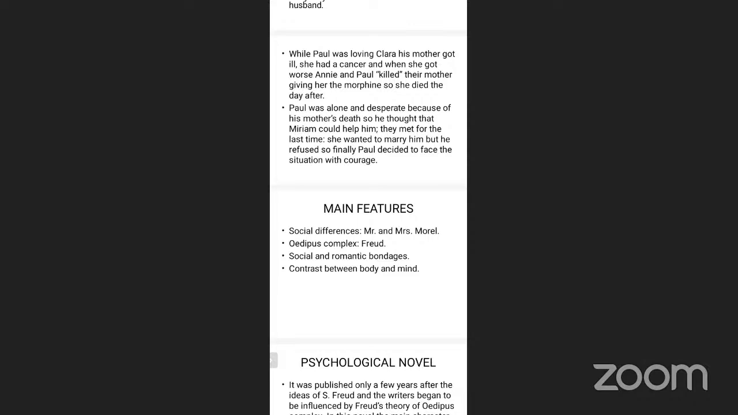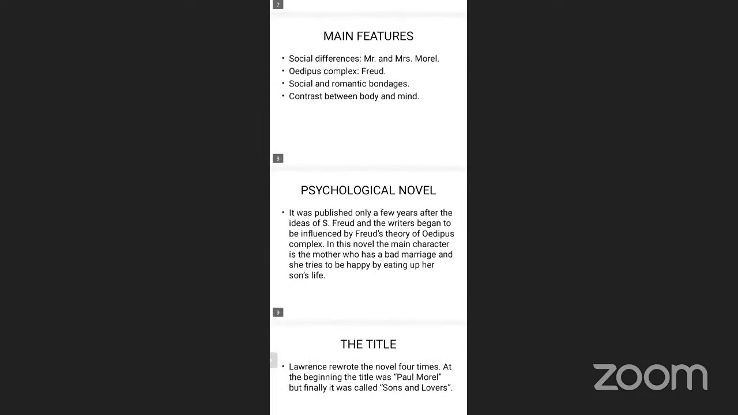You can go through it, and you have to go through it, because you have to face some questions related to the plot as well. And whenever you answer the questions, you are supposed to go through the plot. Now, what are the main themes that have been discussed over here?